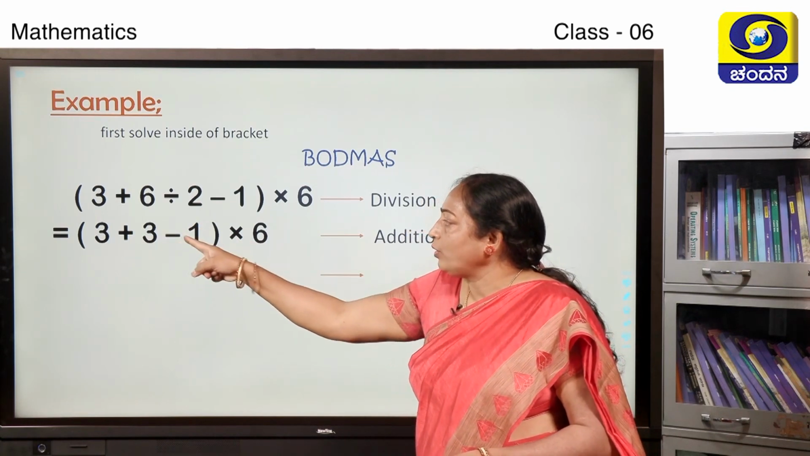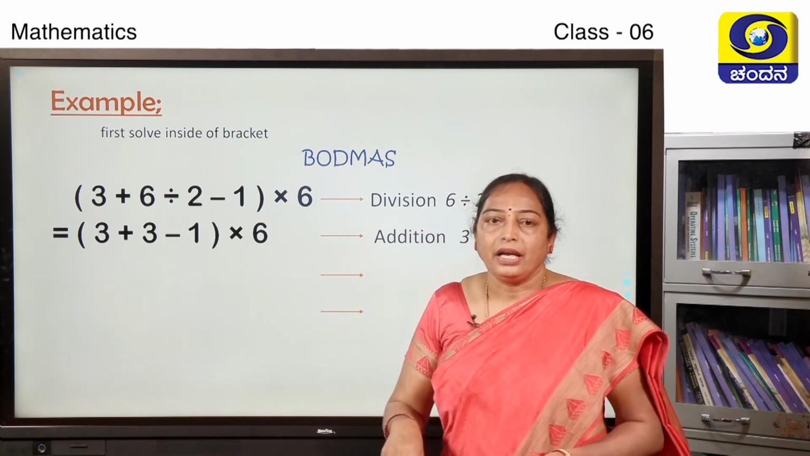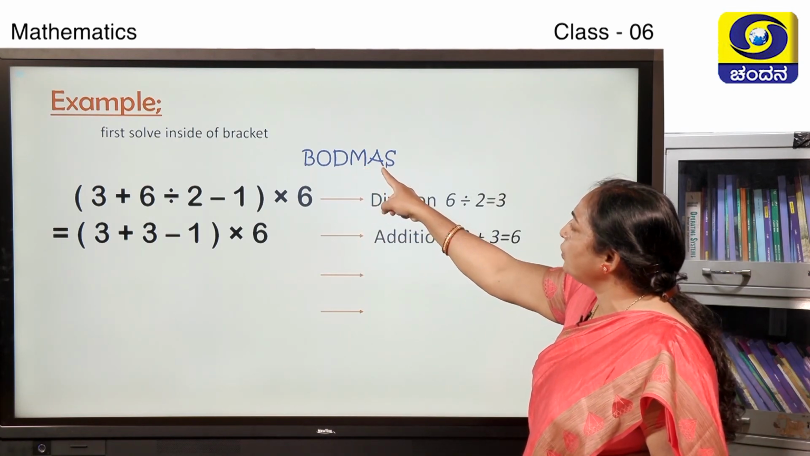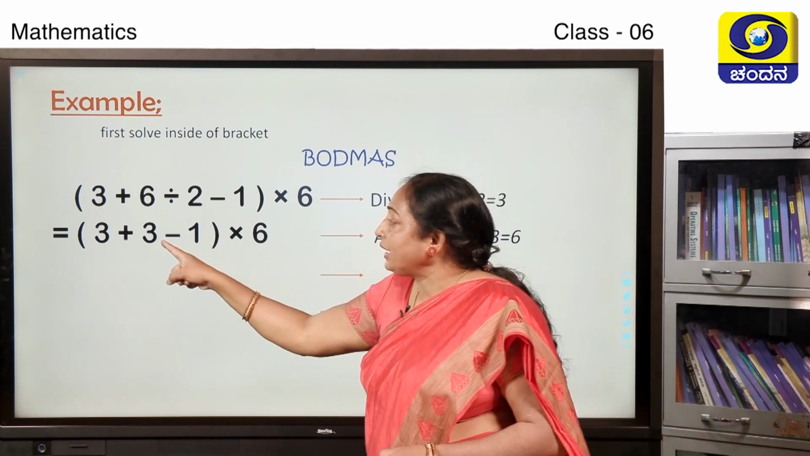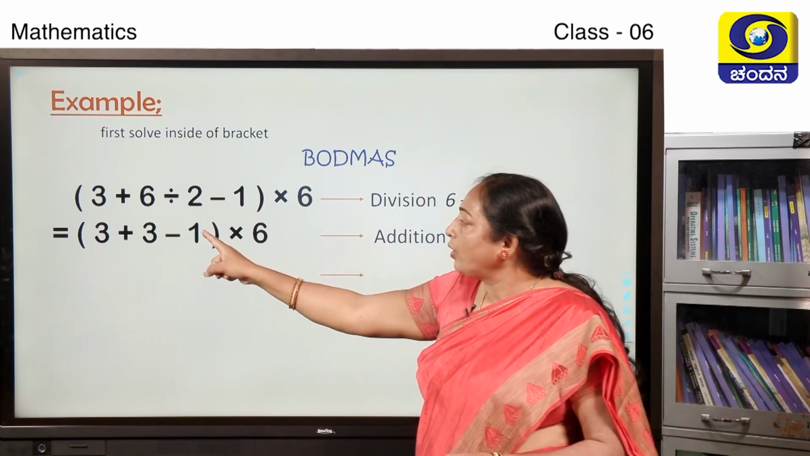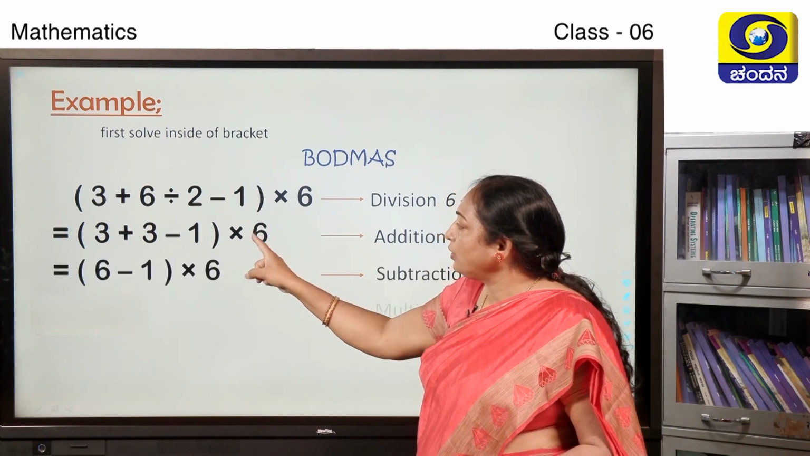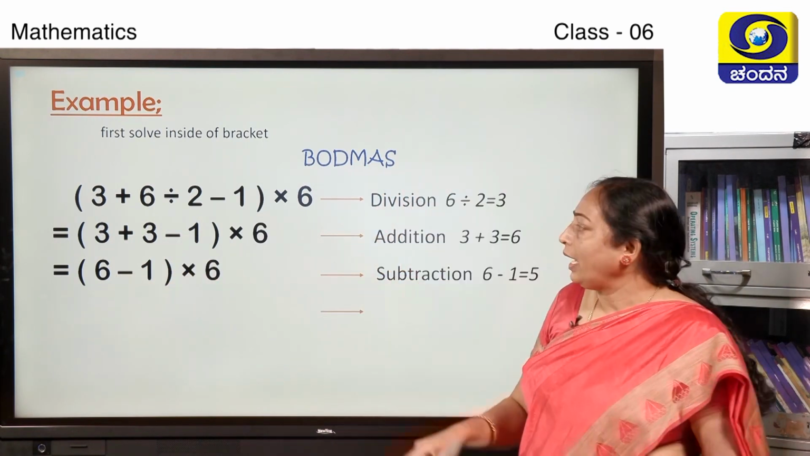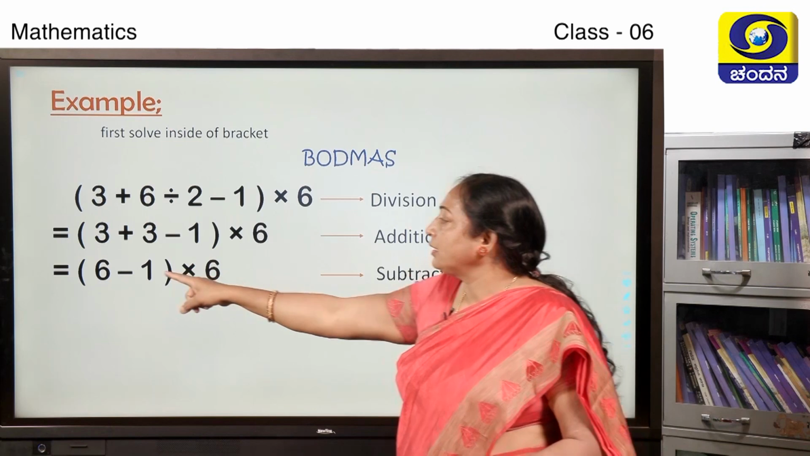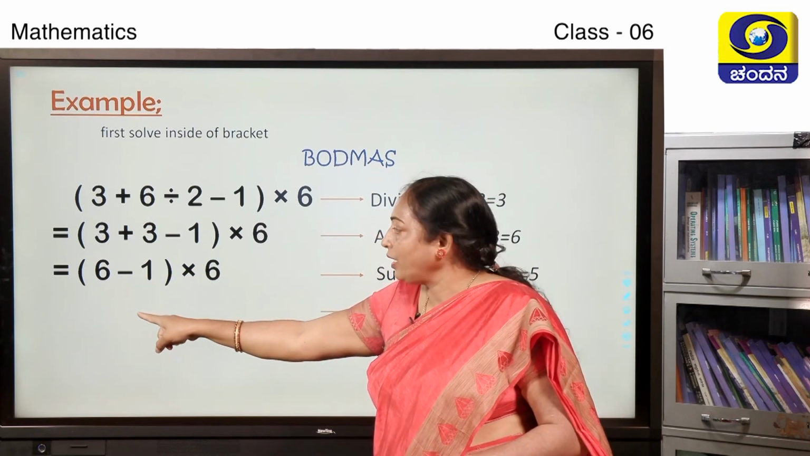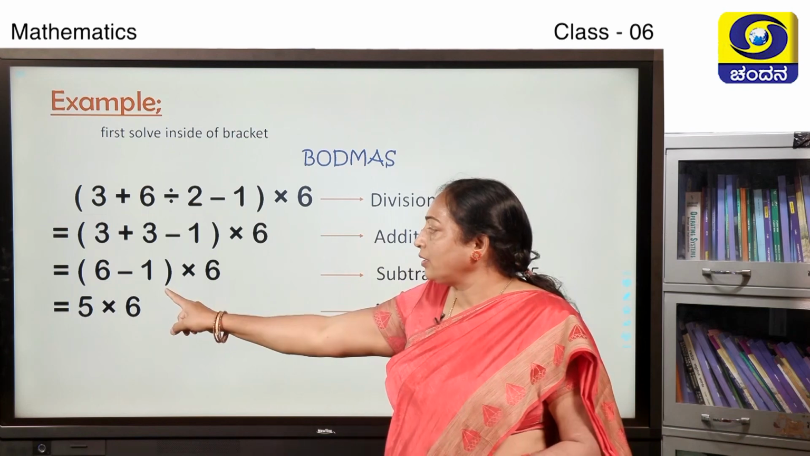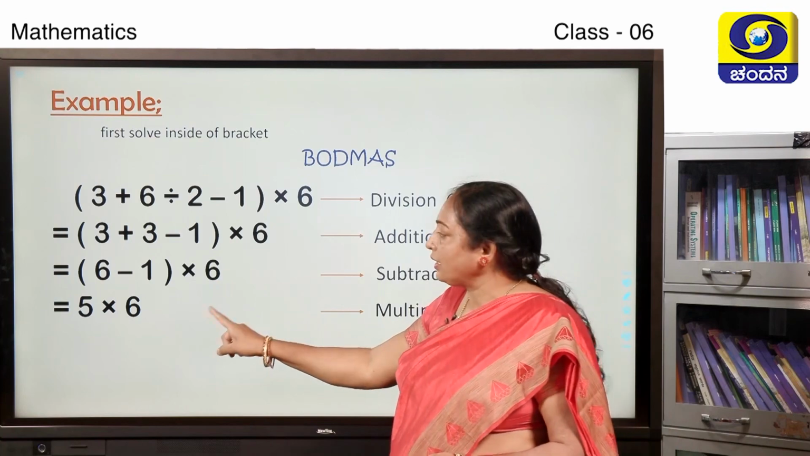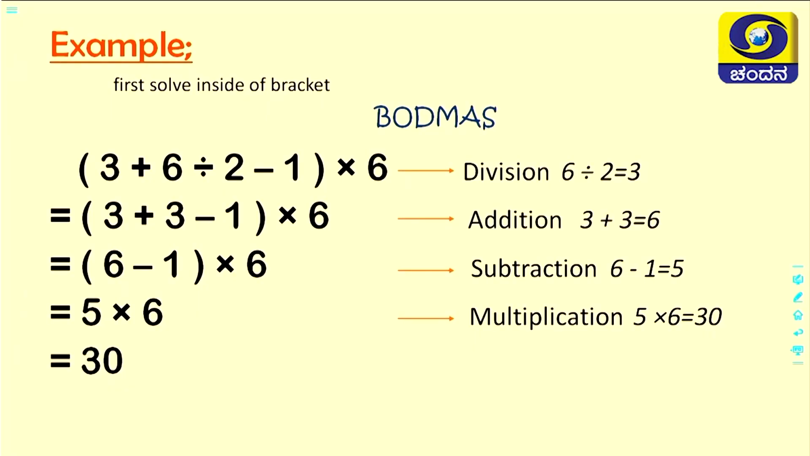3 plus 3 minus 1 into 6. Again what should we follow? After division there is no multiplication, we should do the addition. 3 plus 3 is 6 minus 1 into 6. Again we follow subtraction. 6 minus 1 is 5 into 6. We get 5 by solving the bracket. Again 5 into 6 is how much, children? That is 30. Did you understand?